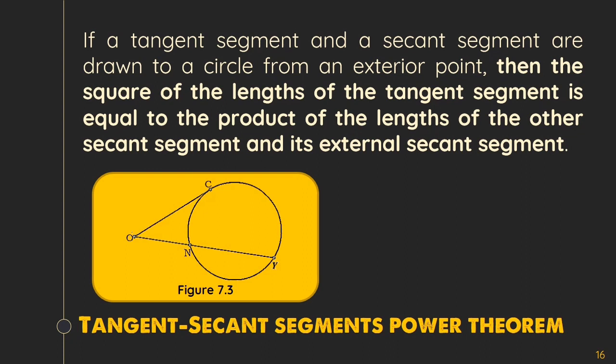The figure illustrates a secant segment, segment YO, and a tangent segment, segment CO, drawn to a circle from an exterior point O. By the tangent secant segment power theorem, the square of the length of segment CO is equal to the product of the lengths of segment YO and segment NO.